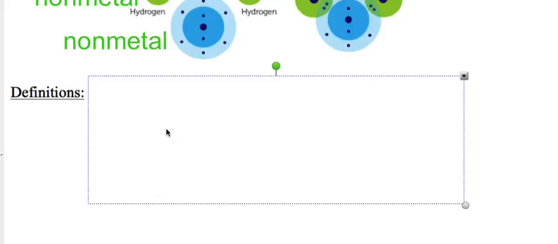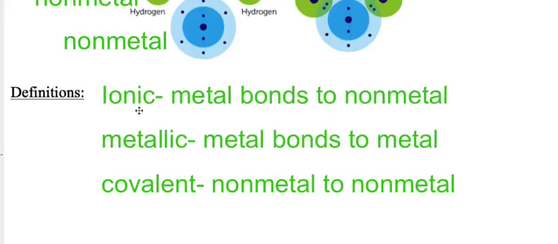So the definitions that I'd like for you to write, and these are just kind of quick summaries: ionic, metal bonds to a nonmetal; metallic, metal bonds to metal; covalent, nonmetal to a nonmetal. So go ahead and jot those down on your notes.